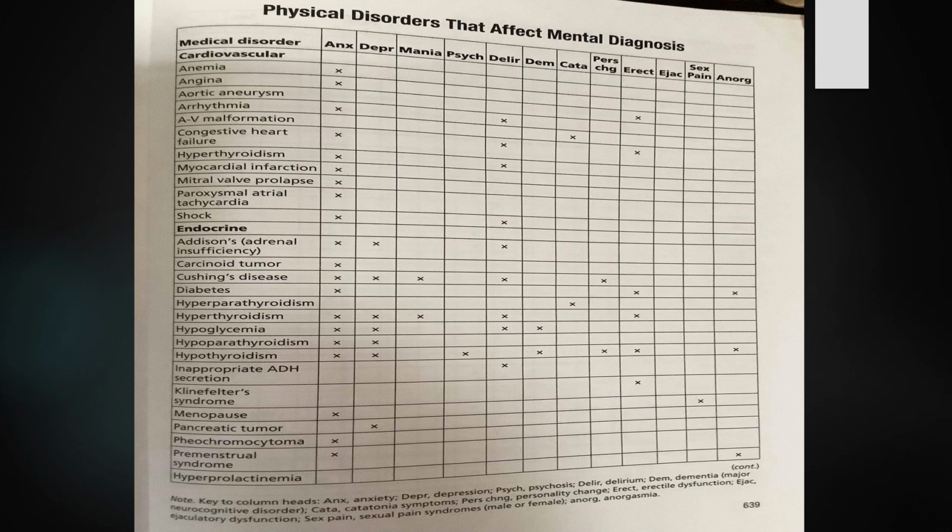Diabetes, of course, which is one of the most ubiquitous physical disorders that affects mental health dramatically. Hyperparathyroidism. Parathyroids, remember, regulate calcium and potassium levels in the body. Hyper and hypothyroidism.